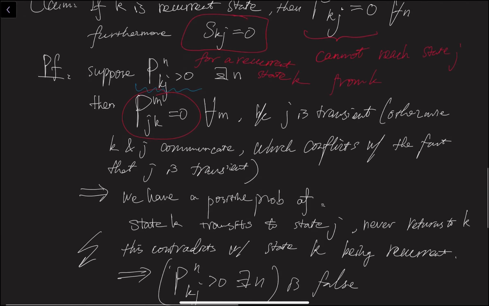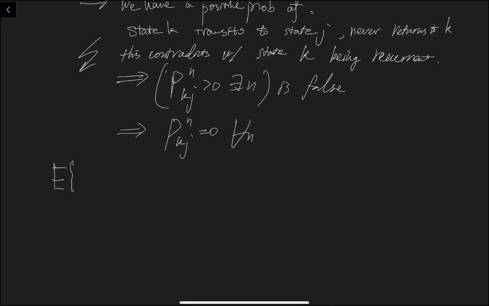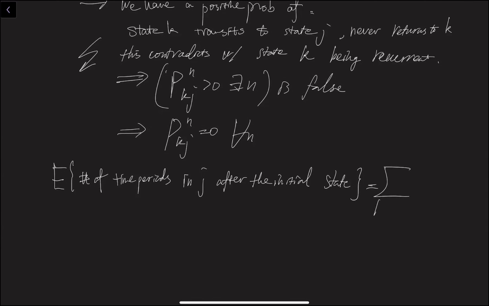And now we've reached the formula. This actually tells us the number of time periods in J after the initial state is actually we only sum up K in the set of the transient states. This is P_IK times S_KJ, and where this T is defined initially, this is the set of all transient states.